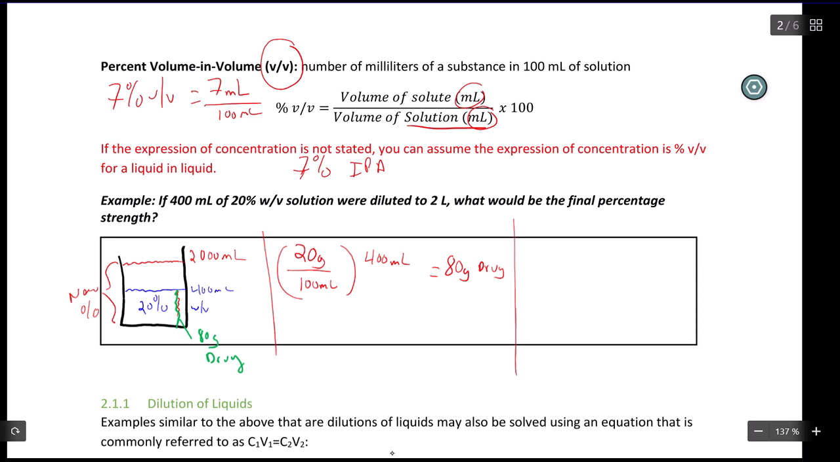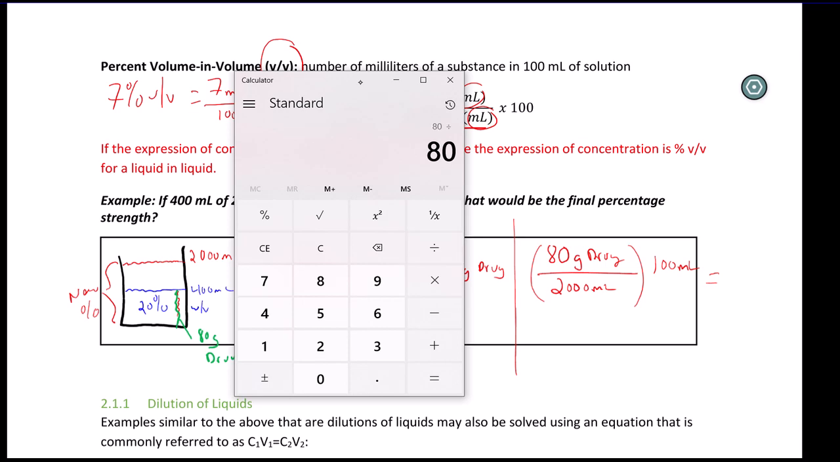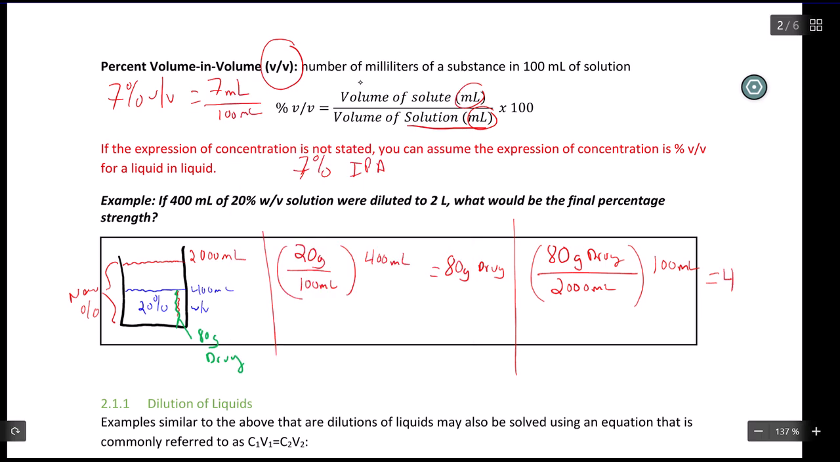So to do a concentration, we're looking at amount of drug, 80 grams of drug, and amount of solution, 2,000 mLs. In order to get a percent strength, I'm looking for the amount of grams of drug per 100 mLs. Well, there's 80 grams in 2,000 mLs. How much drug is there going to be in 100 mLs? If I do that math out, my 80 grams is in 2,000 mLs. How much is there if I only have 100 mLs? And I've got 4. That's the number of grams per 100 mLs, or 4%. So the final solution will be 4%.